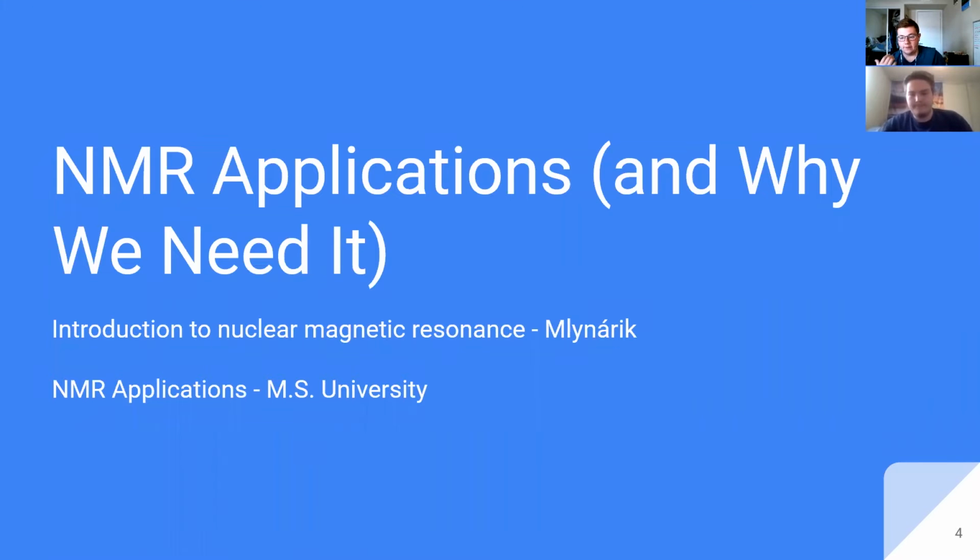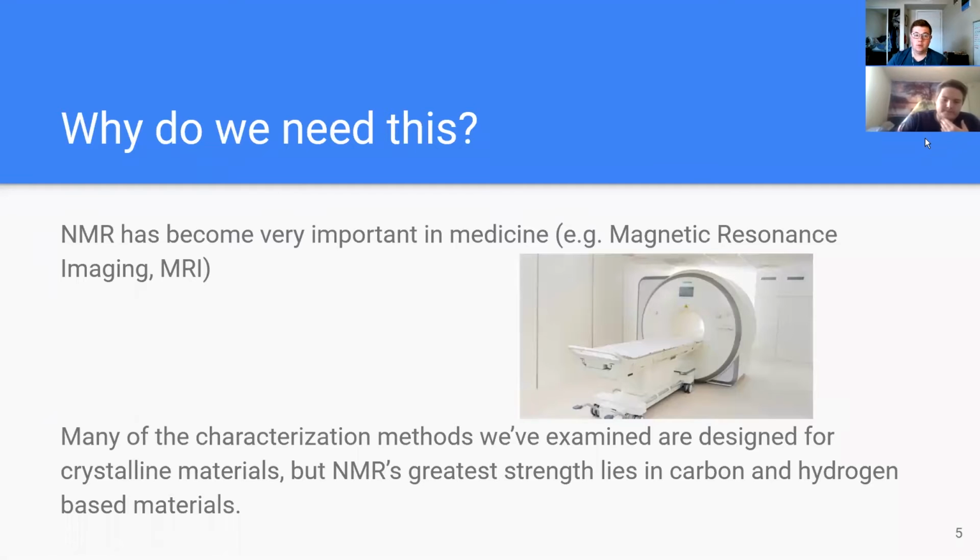So, having given a little bit of the history, now we're going to go into NMR applications, what kind of use it has to us as material scientists, and also to the world at large. Like Matt was saying, one of the most common uses now is for MRI, or magnetic resonance imaging, which has become very important in medicine. We'll see this pattern of NMR being very important in organic and biological materials. Because of that, we thought this was a particularly interesting characterization technique to look at.